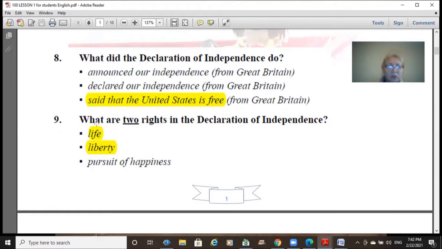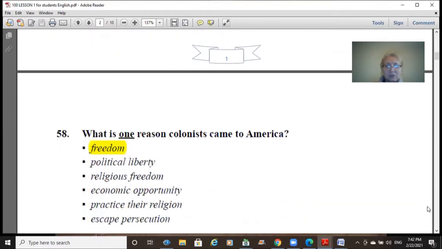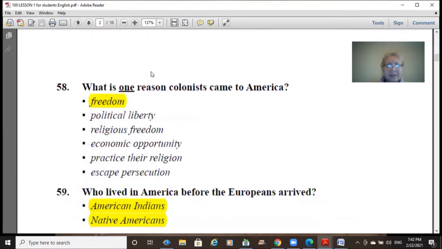Question number 9, what are two rights in the Declaration of Independence? I want you to remember two words that begin with letter L, life and liberty. Next question, number 58. What is one reason colonists came to America? And I picked the answer for you, which is freedom. You can see it highlighted in yellow.